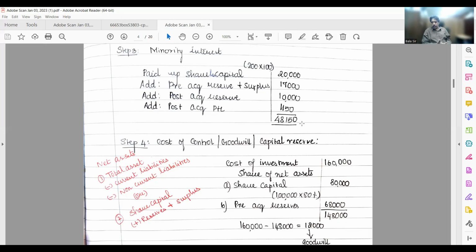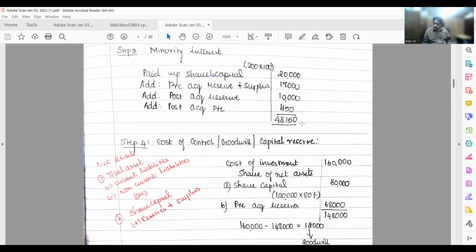Very important. Just read that, Shruti. Share of net assets. Share capital, 1 lakh into 80%, 80,000. Pre-acquisition reserves and surplus, 68,000. Total 1,48,000. People ask me, can I find 80,000 this way? I am holding how many shares in your company? 800 shares into face value 100 each, 80,000. Why not? 1,48,000 in all. People are asking, what about the post-acquisition?